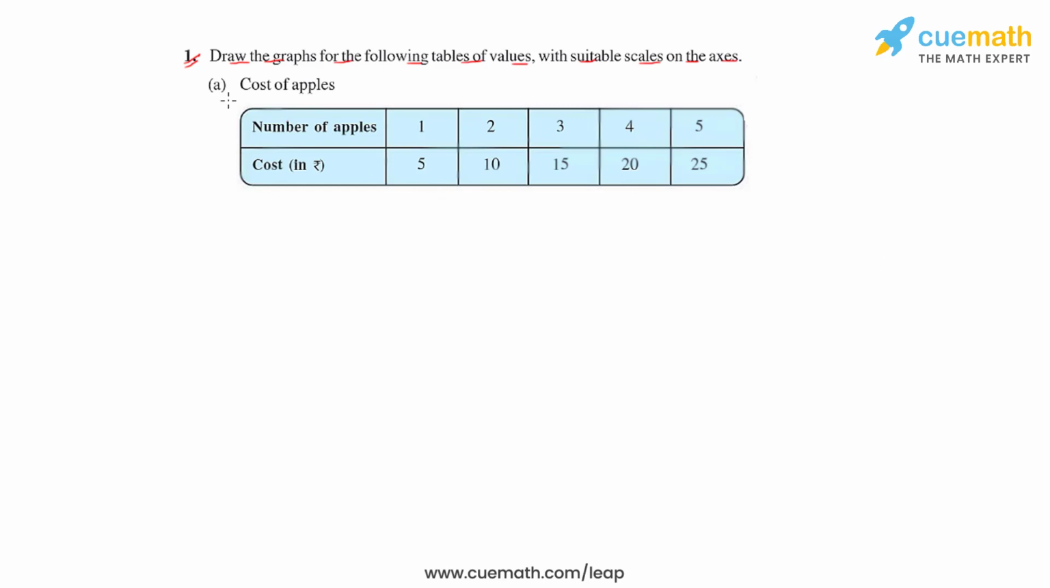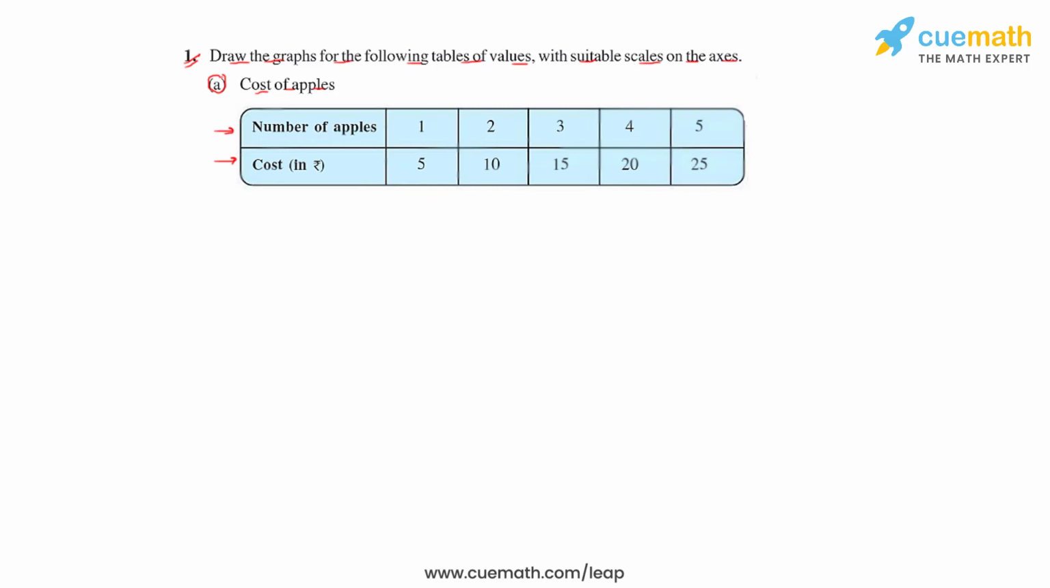So in the first question of this third exercise, we'll have to draw graphs for the following set of tables of values with suitable scales on the axis. Let us take the first table on the canvas. So here in part A of this question, we have the cost of apples and the number of apples. Using these values, we'll have to draw a line graph on a graph sheet.